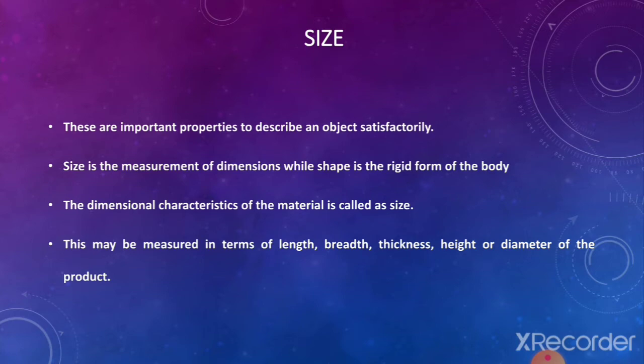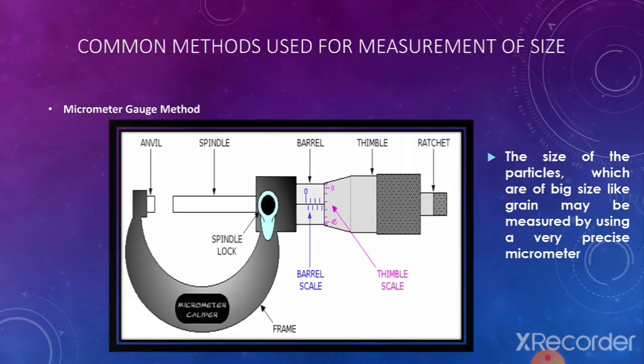Size and shape are important properties to describe an object satisfactorily. Size is the measurement of dimensions, while shape is the rigid form of the body. The dimensional characteristics of the material are called size, and these may be measured in terms of length, breadth, thickness, height, or diameter of the product.